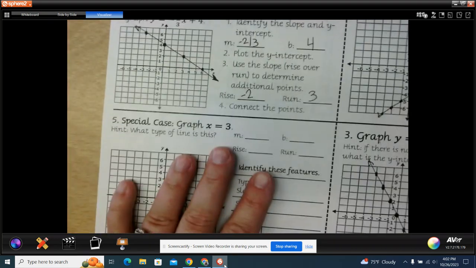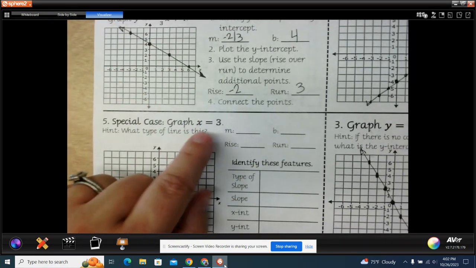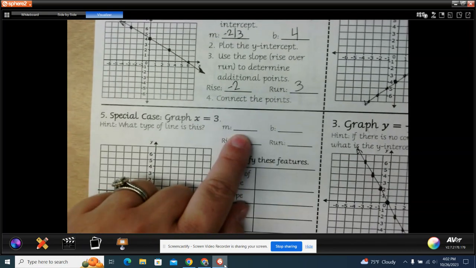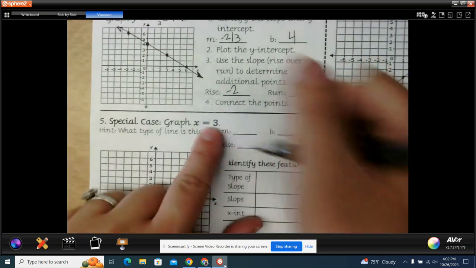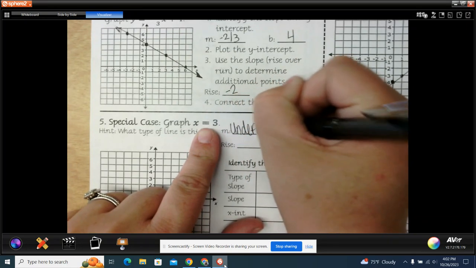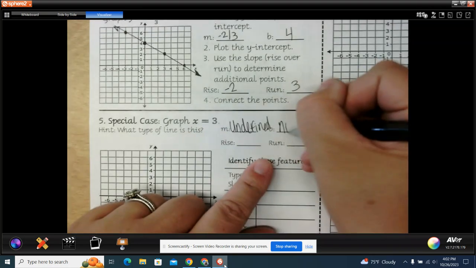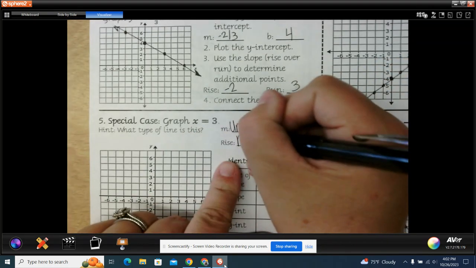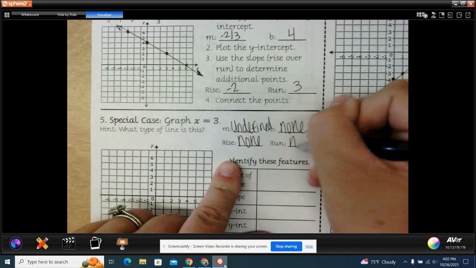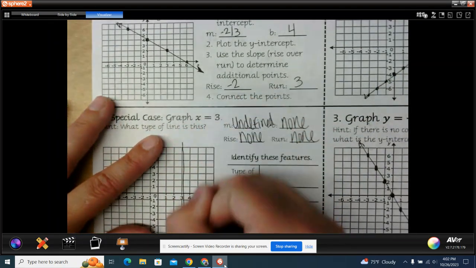And last one, we have x equals 3. Since it's x equals, there is no slope. This will also be our undefined slope, which means there is no slope at all. There is no b. There is no rise. There is no run. So this is going to be a vertical line at 3.